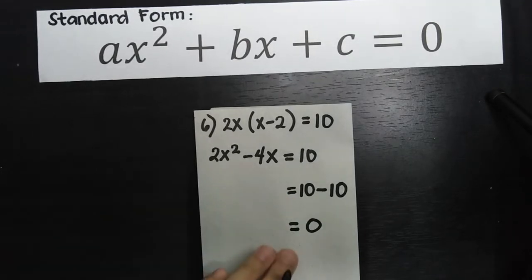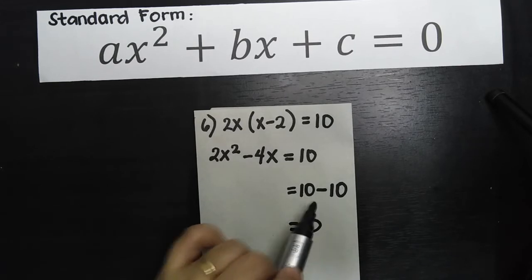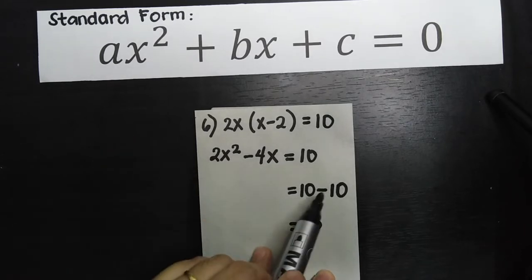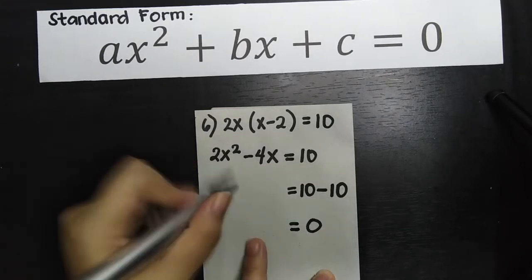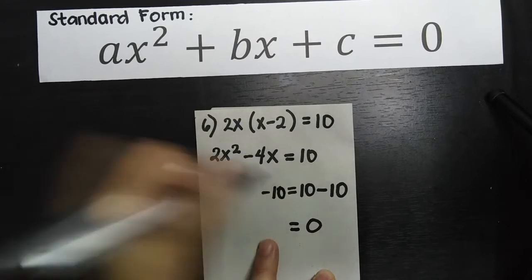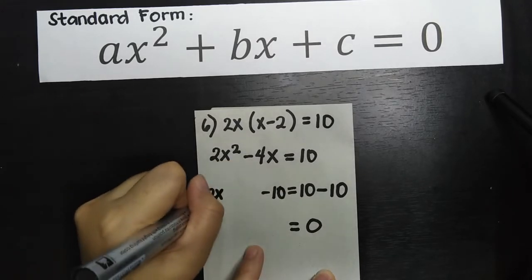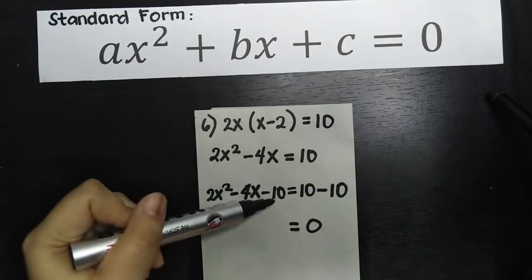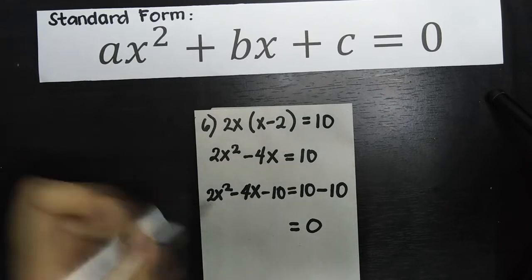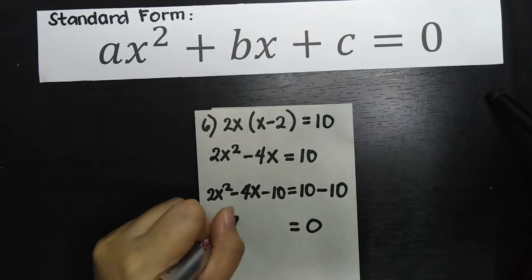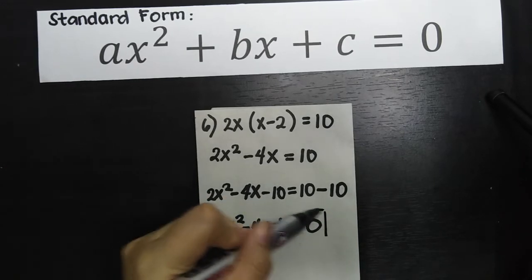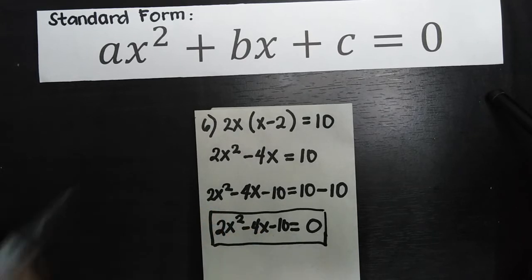Now, since it is an equation, in your previous learning again, what you added to this side of the equation will also be done in the other side of the equation. Or since we subtracted 10 from this side, we will also subtract 10 from this side. And we have 2x squared minus 4x. Okay? So, since we have nothing to combine because there are no like terms, we have 2x squared minus 4x minus 10 as our quadratic equation in standard form.